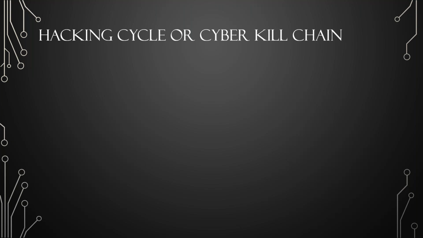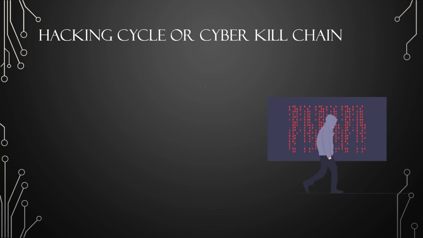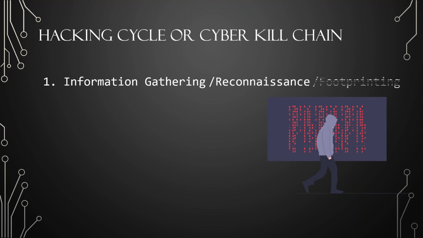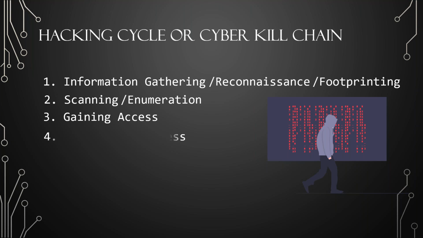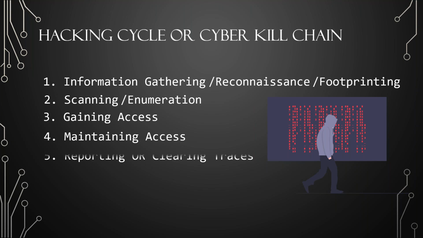Let me list out these steps first and then we'll go through them one by one so you have a better idea on the whole course. First step is called information gathering. It can also be referred to as reconnaissance or footprinting. Second step is known as scanning. Sometimes companies also refer to it as enumeration. Third step is gaining access. Fourth step is maintaining access. And the last step is reporting or clearing traces.